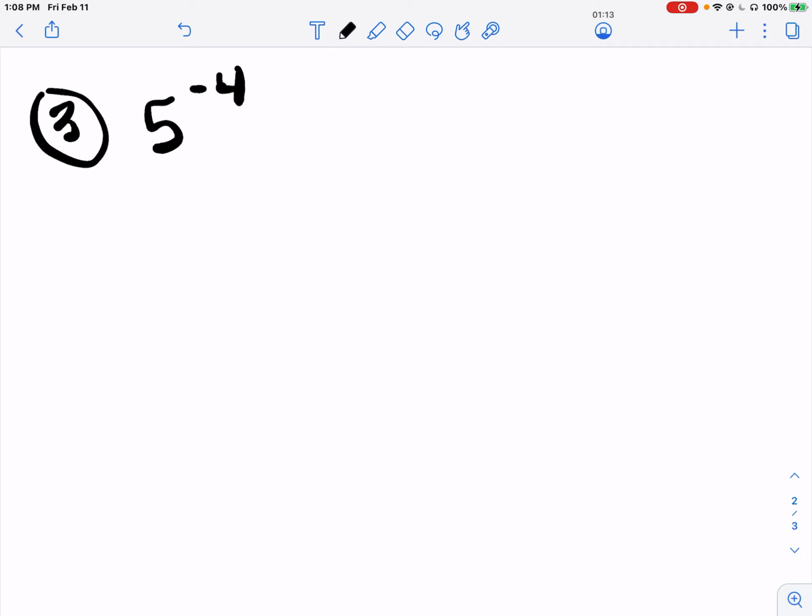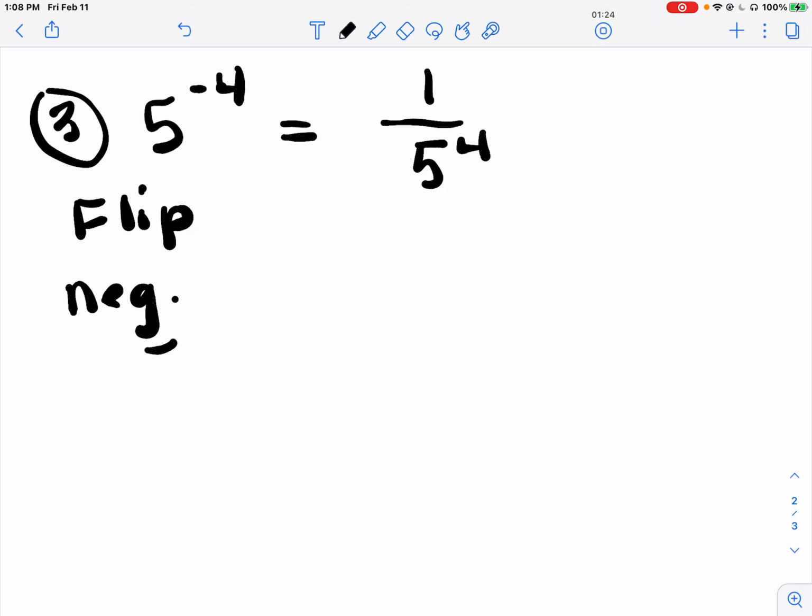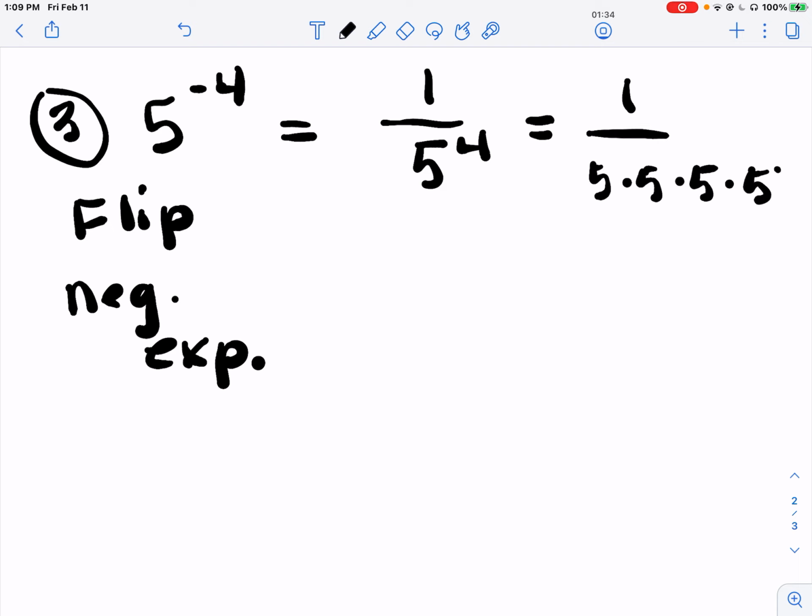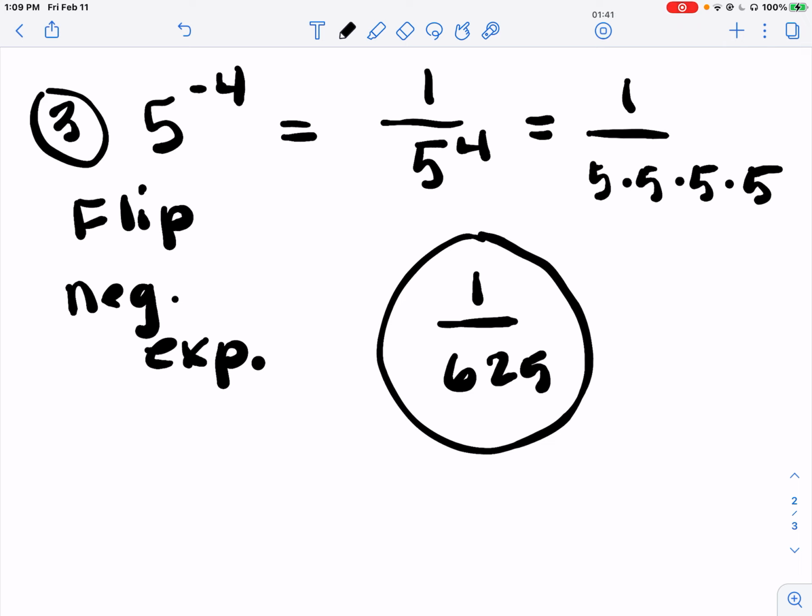Five to the negative 4. A negative exponent means to flip. Okay, we flip a negative exponent. That means 5 times 5 times 5 times 5. And that is 625. Okay, it flipped because of the negative 4 exponent.